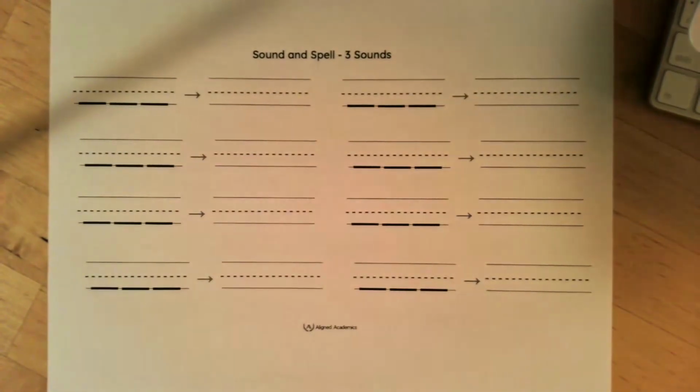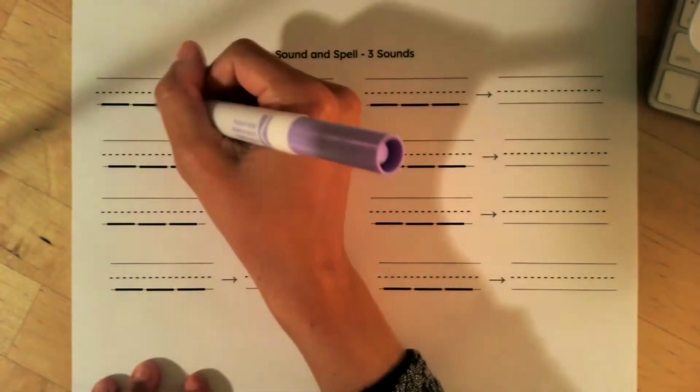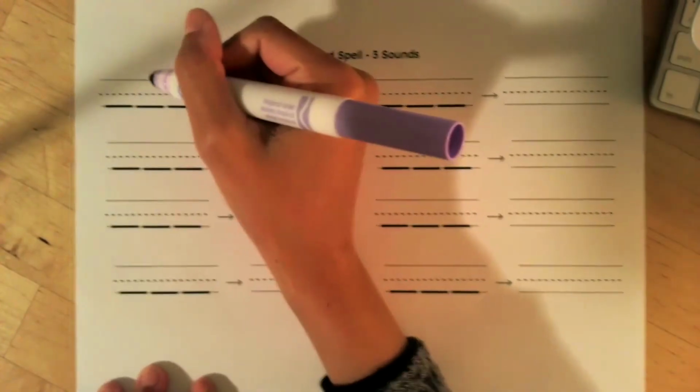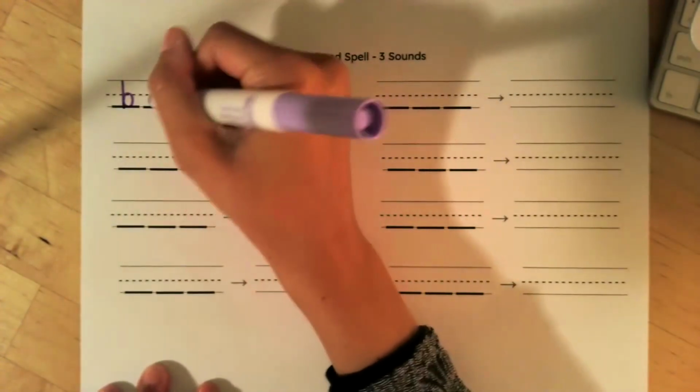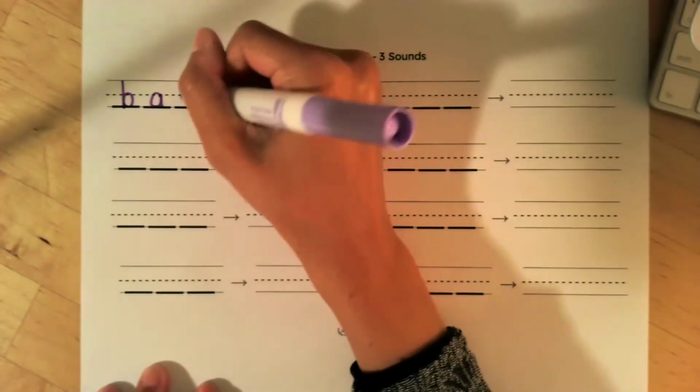In order to get started, you'll select a word from the word list. Let's say, for instance, you want to have them spell the word bat. You'll have them repeat bat, and then you'll listen very carefully as they're spelling. You want to have them say the sound as they go. So you're listening to hear them say b, a, t.